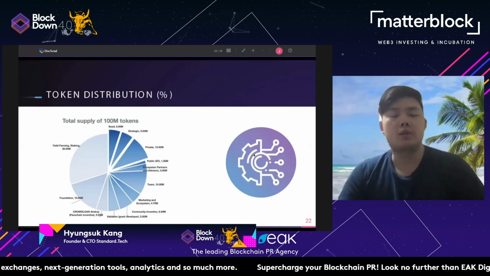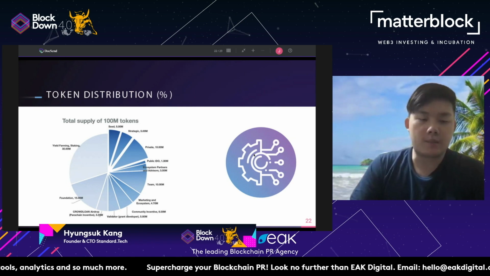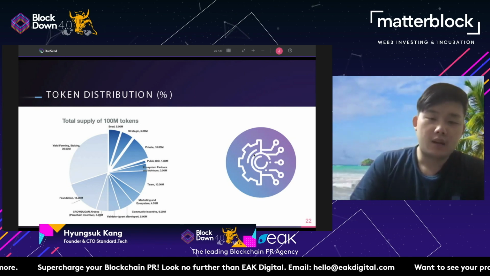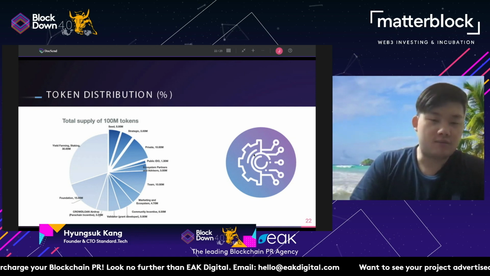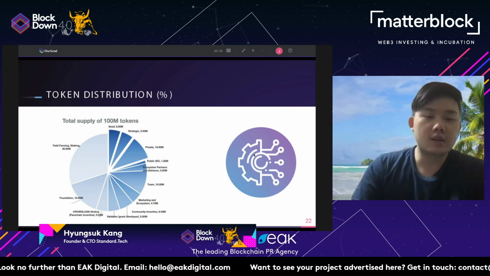So here's the token distribution. As you can see, yield farming and staking take most of the allocation in the total supply, and you can see the other percentages in the token metrics.